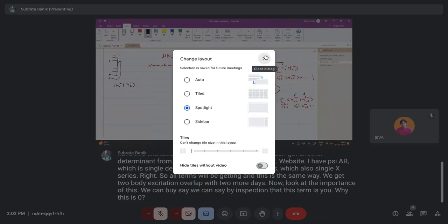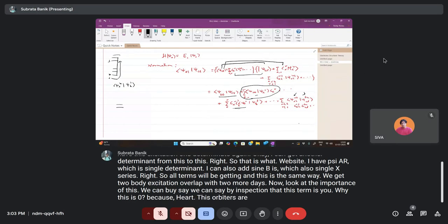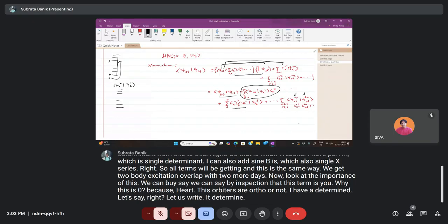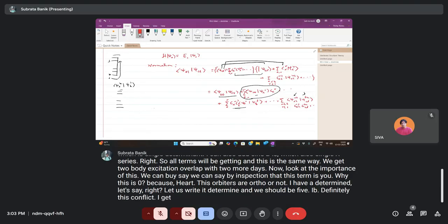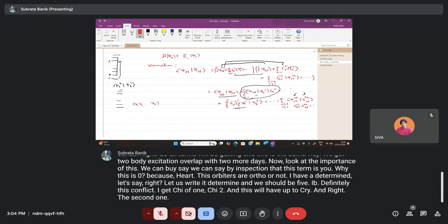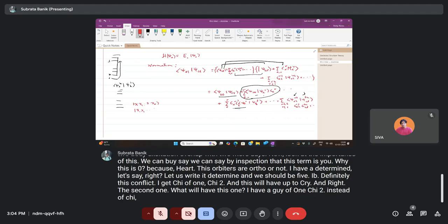Why is this zero? Because these orbitals are orthogonal. I have a determinant. Let us write a determinant which will be phi of A, chi of A, chi B. Let me write this completely. I get chi of 1, chi 2, and this will have up to chi n, right? The second one, what will this one have? I'll have chi of 1, chi 2. Instead of chi A, which was occupied, I have taken chi A and put in chi R.